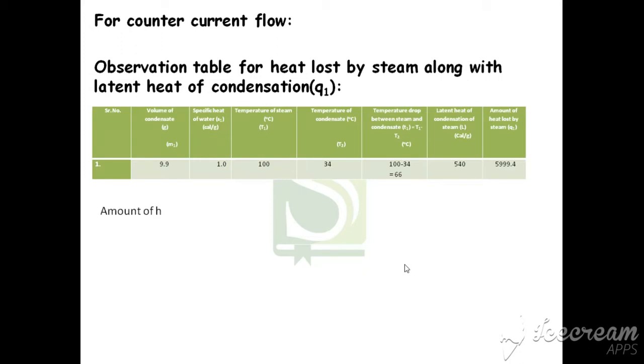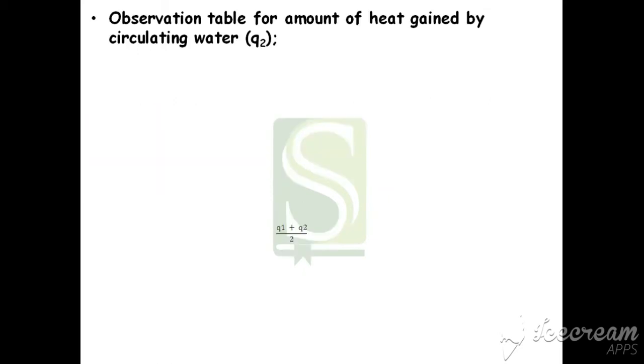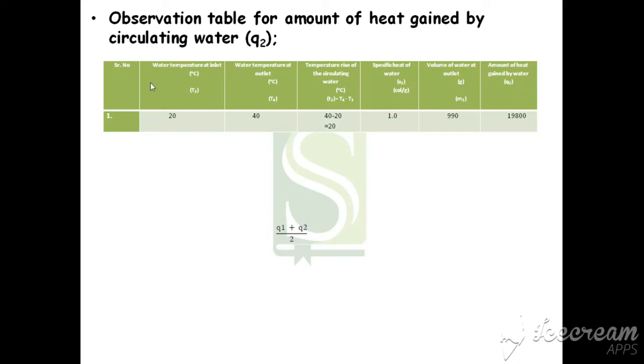So now we will see the calculation for calculating the amount of heat lost by the steam, and that is denoted as Q1. So Q1 is equal to M1 into S1 into T1 plus M1 into L. So by substituting these values, we get the amount of heat lost by the steam as 5999.4. Okay, now let us see the observation table for the amount of heat gained by the circulating water, which is Q2. So the water temperature at inlet was 20, water temperature at outlet was found to be 40 degrees Celsius. So temperature rise is 40 minus 20 is equal to 20 degrees and the specific heat of water is 1. So volume of water at the outlet was found to be 990.